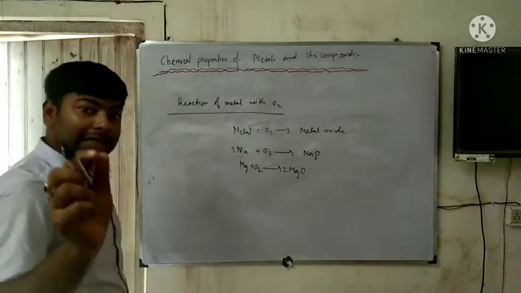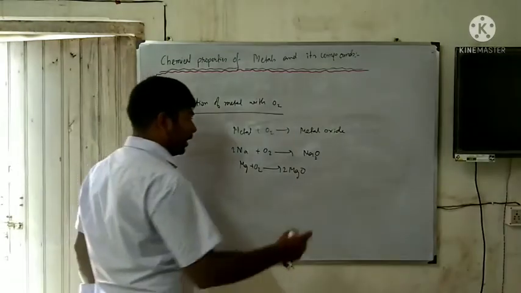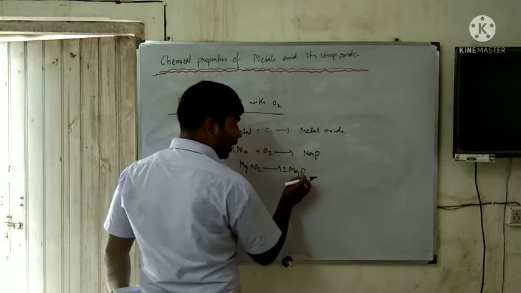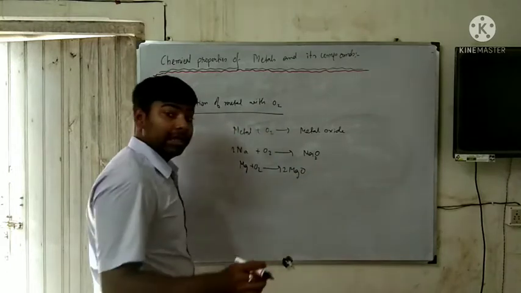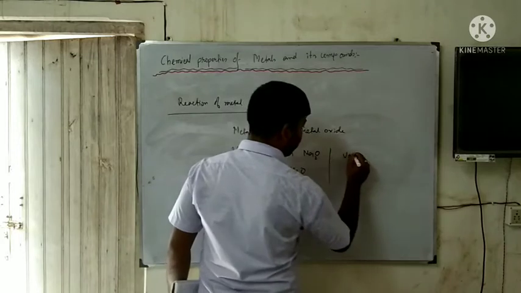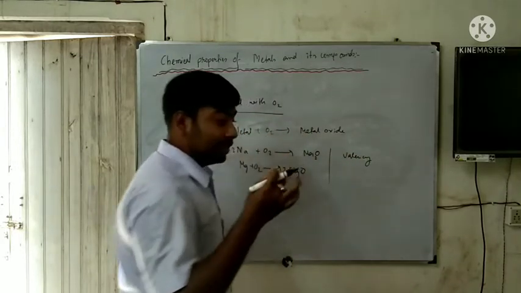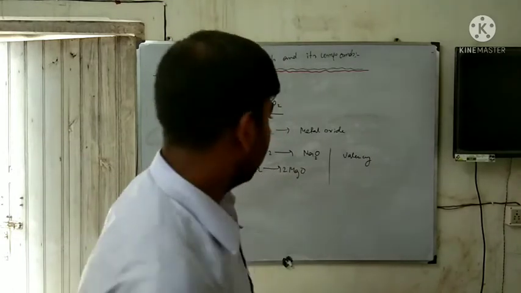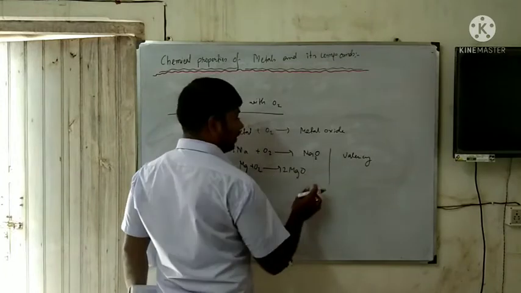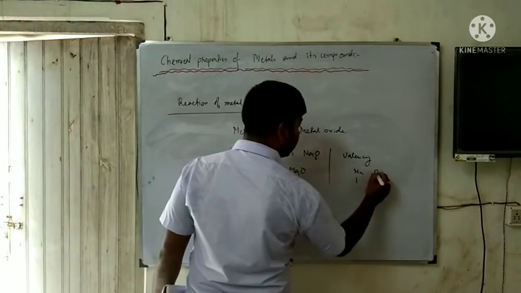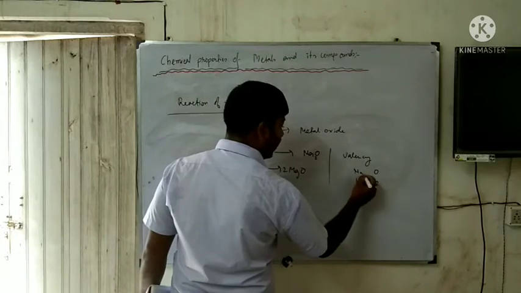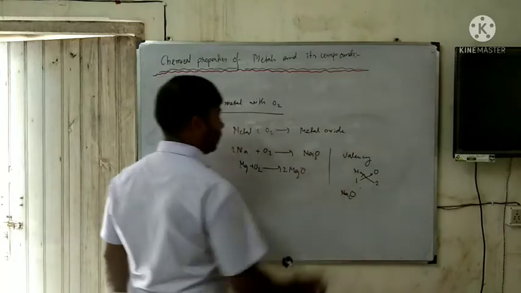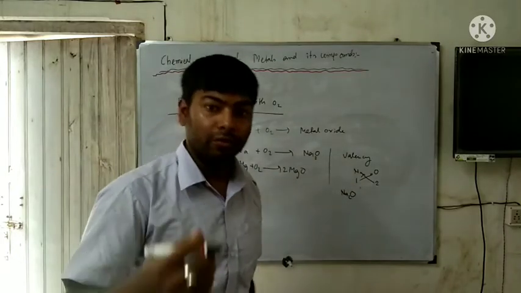Now remember one thing, it's a very serious thing you learned in class 9: one oxygen can combine with two sodium, and one oxygen can combine with one magnesium. This completely depends on their valency. Valency is the combining power of the respective element. Sodium has valency equal to 1, and oxygen has valency 2. That's why 2 sodium atoms combine with 1 oxygen, and that's why it becomes Na2O. I'm just reminding you.